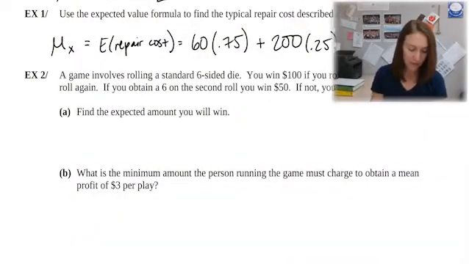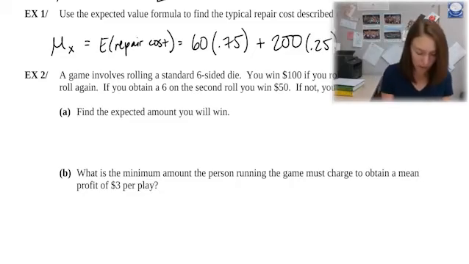Example 2: a game involves rolling a standard six-sided die. You win $100 if you roll a 6. If not, you get to roll again. If you obtain a 6 on the second roll, you win $50. If not, you win nothing. So what is the expected amount we will win?